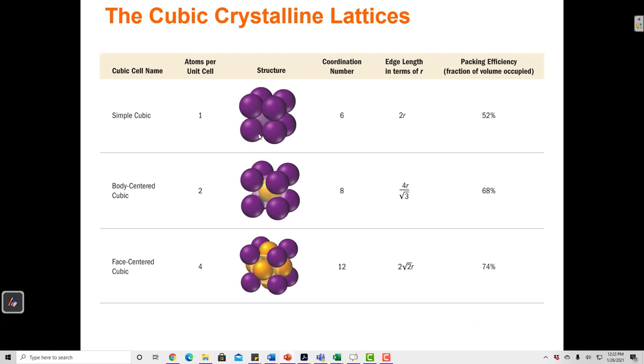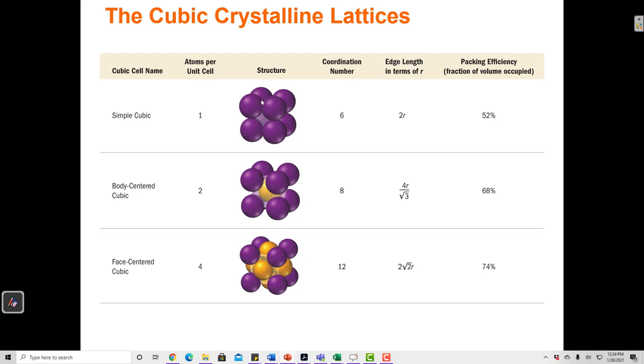Depending on what the atoms are, the specific element that we're talking about, there are different ways in which the atoms can pack together. Some atoms pack together in what we call a simple cubic unit cell. In a simple cubic unit cell, there are 8 atoms that we can see right here, 1 atom at each corner of a cube, and there are no atoms in the middle. So the coordination number is 6, and what that means is that every atom in a simple cubic arrangement will be next to 6 other atoms.